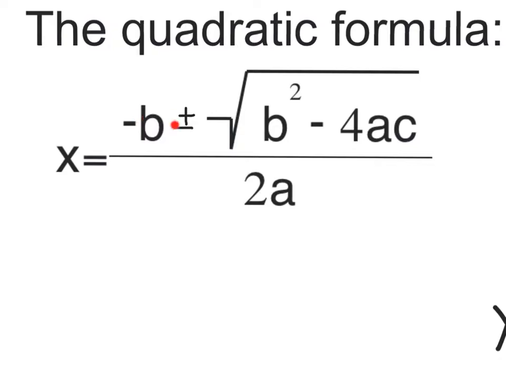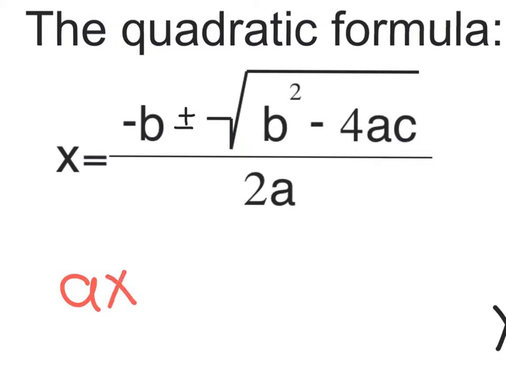Negative b plus or minus square root of b squared minus 4ac, all divided by 2 times a. Now, what the heck does that mean? This is the formula that will give you the answer. x equals. This will be the answer right here of any quadratic equation that's in standard form.